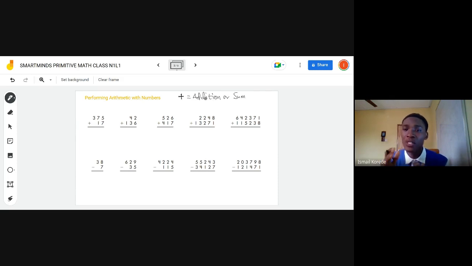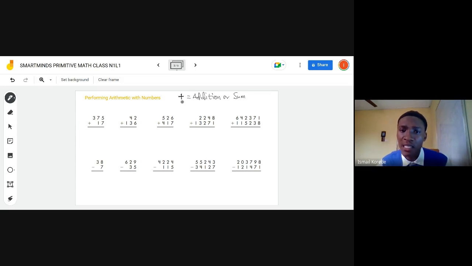When we are adding, it means we want to join together. So 375, if we add 17 to it, or if we sum 17 with it, or if we join together 17, what are we going to have? What's going to be the new sum? That's what we mean by the sign addition. Whenever we have that plus sign, it means addition.